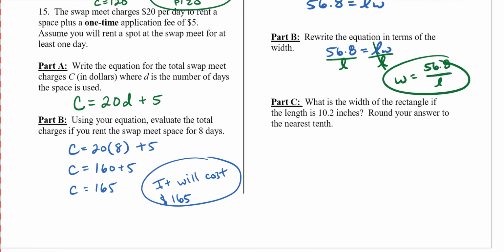Part C, what is the width of the rectangle if the length is 10.2? So we're going to just plug in what we know. W is equal to 56.8 over 10.2. This is the whole reason why we use this method, is because in the other one we would have to plug it into the multiplication side, then divide anyway. So if we already have it written this way, it's already divided. Use our calculator. 56.8 divided by 10.2, and the width gives us 5.6 inches.